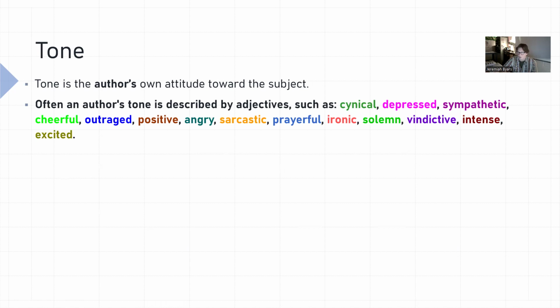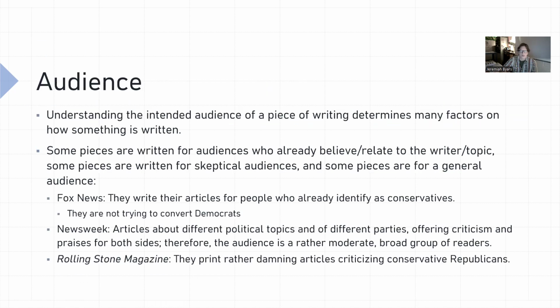Some people try to have a very neutral tone. So if we go back to this, Fox News has a very critical, sarcastic, at times negative tone towards Democrats. Rolling Stone often has very critical, damning tones towards Republicans. And then Newsweek tries to write in a way in which the author is not taking a side. They're just trying to present things as balanced as they can. So there's almost like a non-tone. I think you'd call it an objective tone, but a lot of people just see it as there's no tone at all.